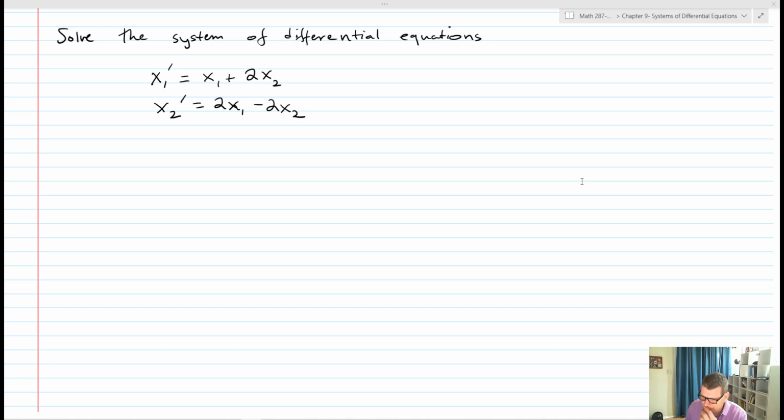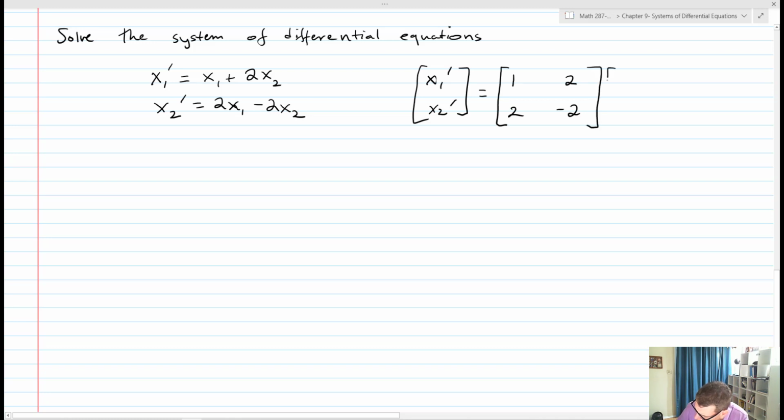So let's consider this system, x1 prime equals x1 plus 2x2. We'll have an x2 prime, which will equal 2x1 minus 2x2. And so that'll give me x1 prime, x2 prime, equals a matrix with rows 1, 2 and 2, negative 2, times x1, x2. So if I were going to transform it into a matrix, that's what it would look like. But we're not going to use that quite right now. I just wanted to generate one and see what it looks like.